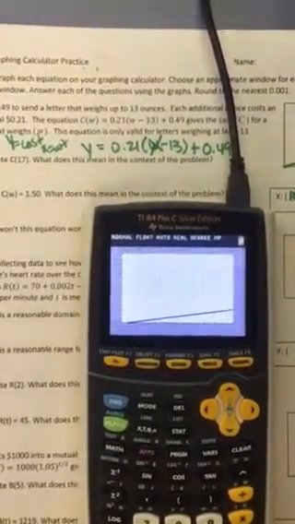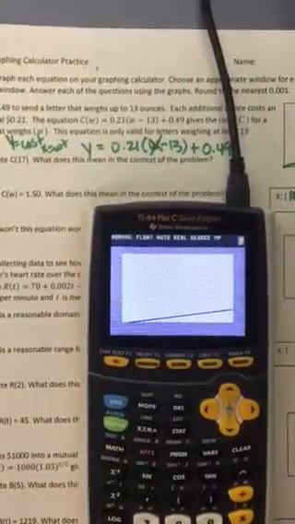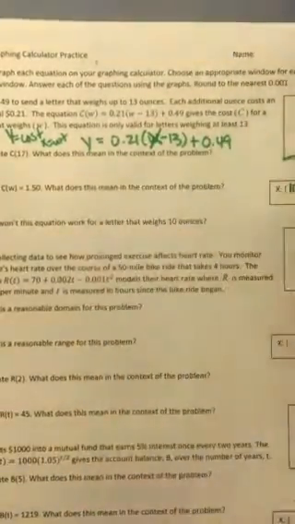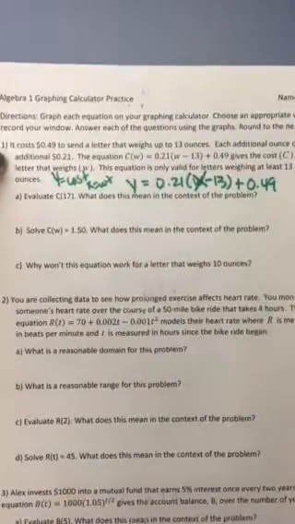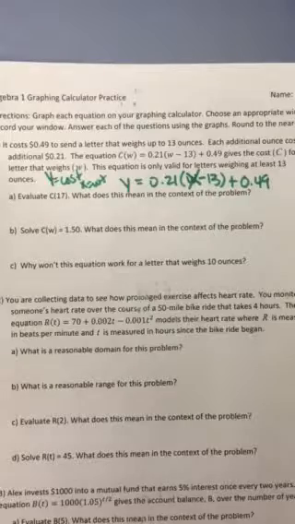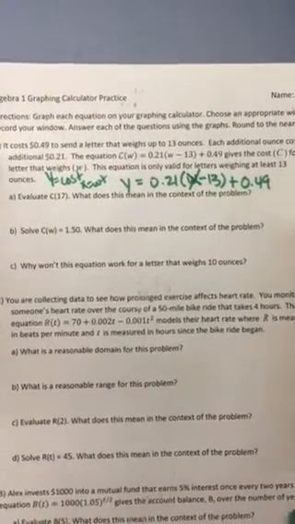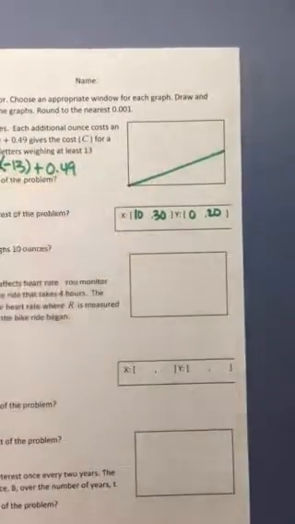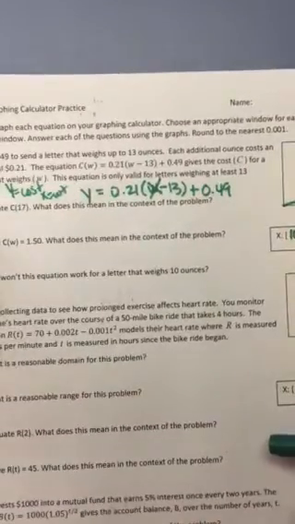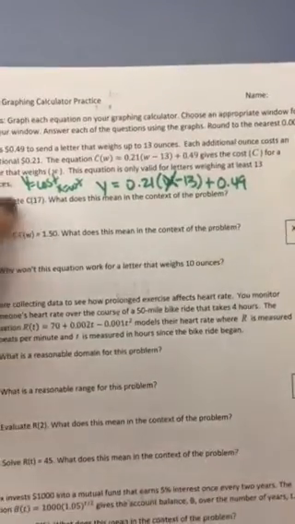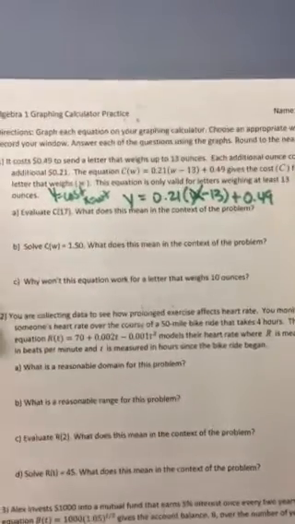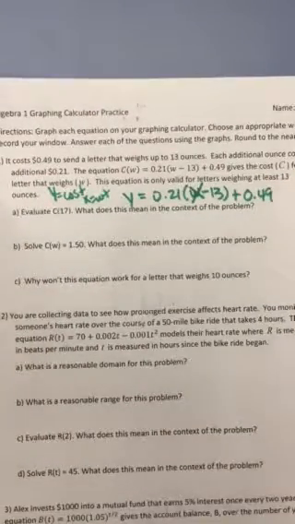All right, we're ready to answer questions A, B, and C in this video. We just graphed this first equation about mailing a letter that weighs 13 ounces or more. We've already drawn our graph and written our domain and range in the table. Question A says evaluate C of 17. What does this mean in the context of the problem?